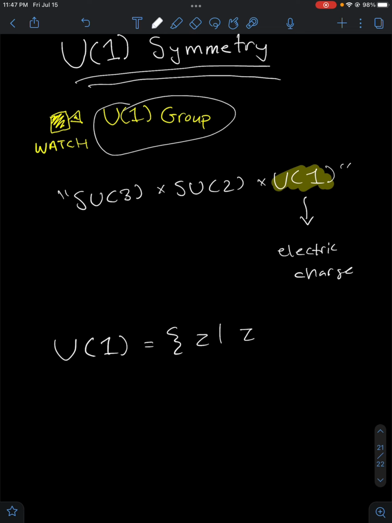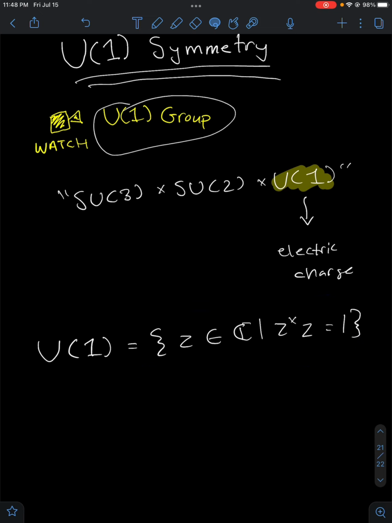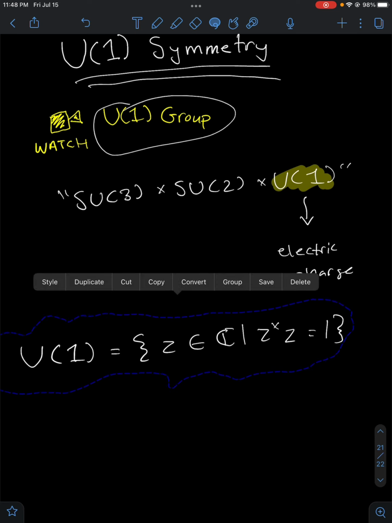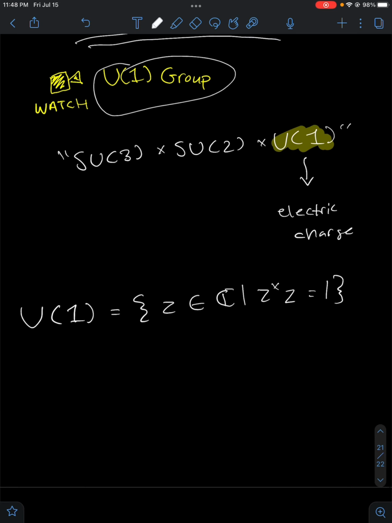such that z is a member of the complex numbers, such that the complex conjugate of z times itself equals 1. So it's a unitary group. In some sense, it's a set of complex numbers that have a length of 1. That's a nice interpretation of U1. And we know that any member of the U1 group can be written as e to the i theta.